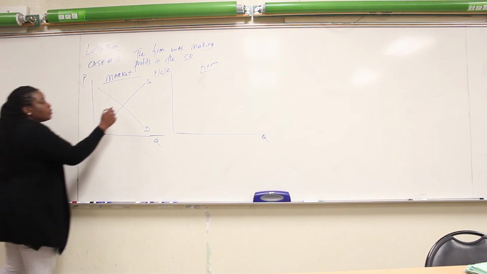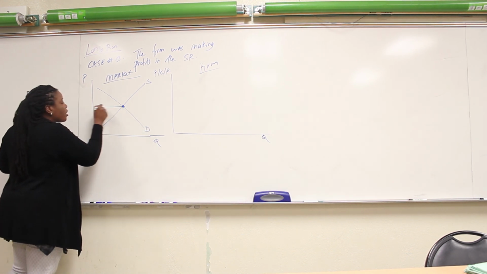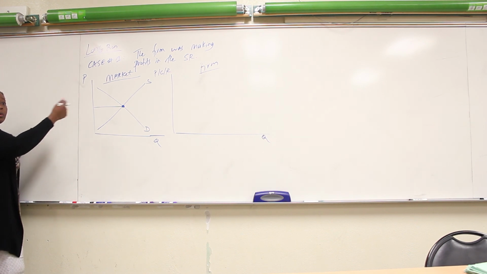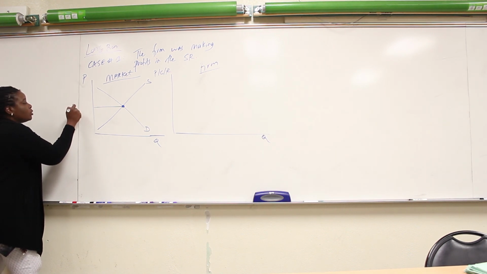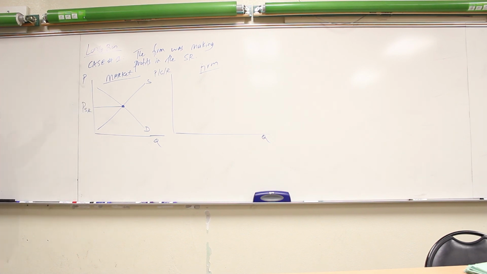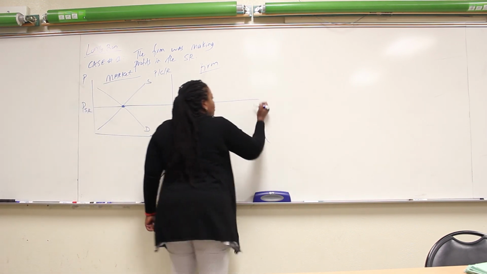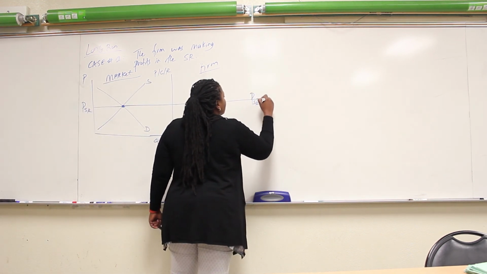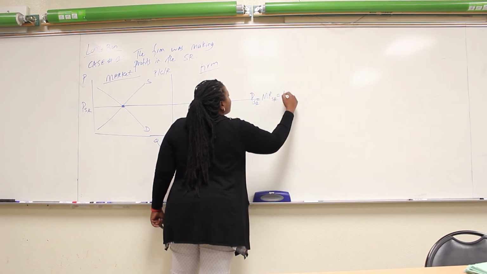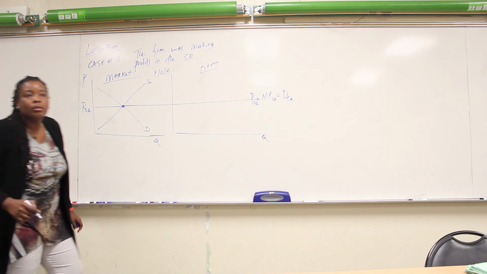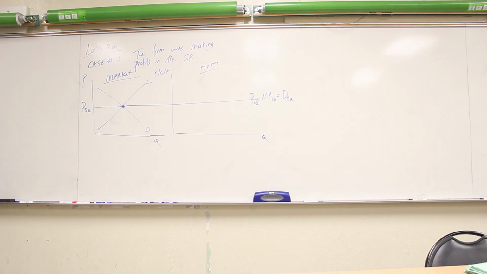Right here, what is this called again? This is the equilibrium point. Remember, it's a short run and we're watching them over time. So let's call this P short run. Now, if the market says the price should be P short run, what price will the firm charge? The same. They're price takers. Everything the market says they have to do. So this is the price the firm will charge. And remember, all of these things are equal for a purely competitive firm.